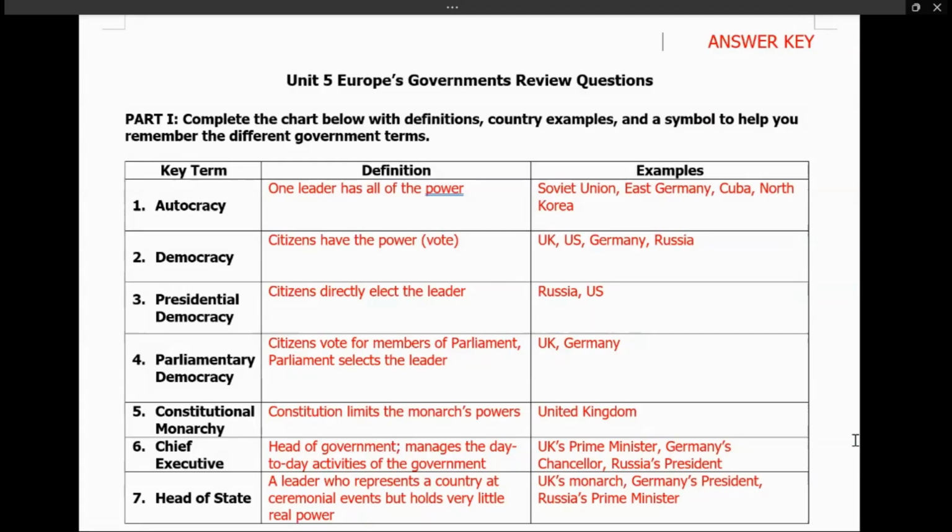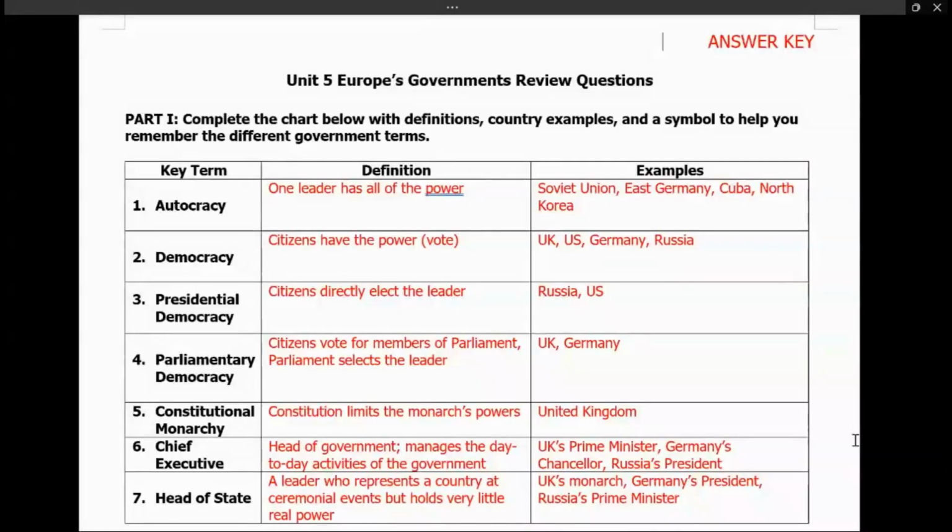Now, parliamentary democracy. Parliamentary democracy is when citizens vote for members of the parliament, and parliament then selects the leader. Different from presidential democracy, where citizens can directly vote for the leader, in parliamentary democracy, the citizens can only vote for the members of the parliament, the legislators. So, guys, in parliamentary democracy, the legislator holds the power, and the legislator is with the chief executive because citizens are not voting for the leader. Citizens are voting for legislators, and legislators are the ones voting for the president. So the power is within the legislator itself.